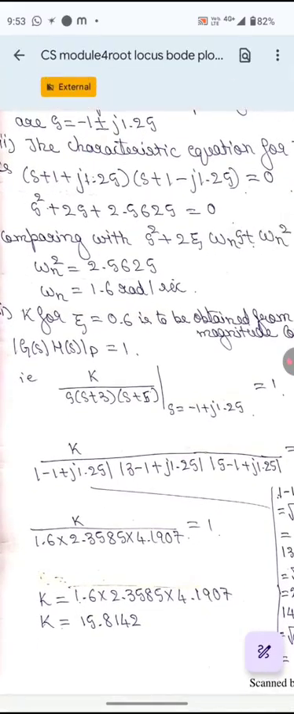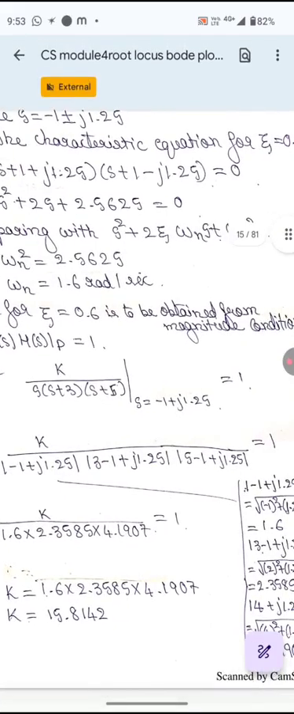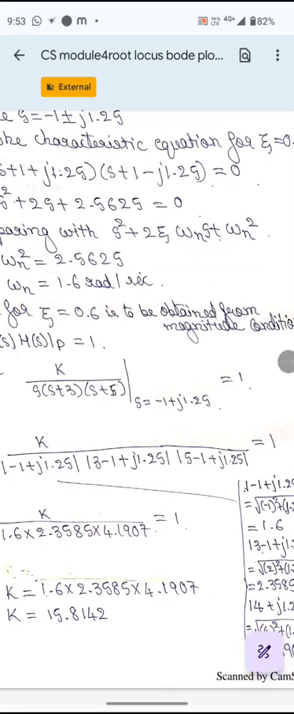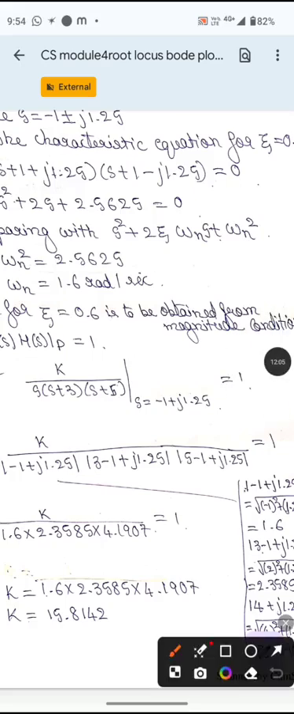Comparing with the standard form of second order system, you have already known regarding this in the third module, right? So compare this with the standard form of second order system, so that you will get the omega n square. If you compare with the standard form, omega n square we have 2.5625. So omega n is equal to square root of 2.5625. You will get 1.6 radians per second.